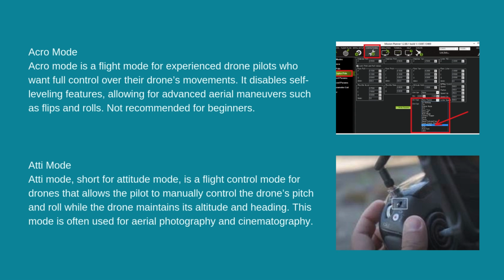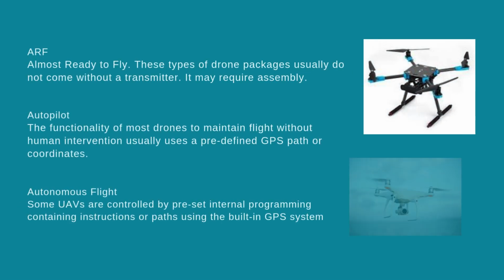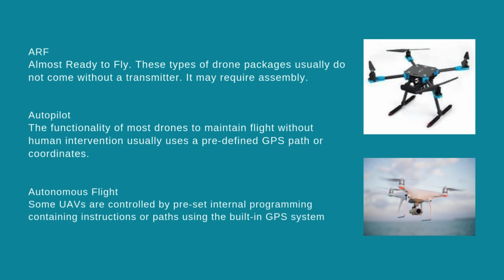Atti mode, short for attitude mode, is a flight control mode for drones that allows the pilot to manually control the drone's pitch and roll while the drone maintains its altitude and heading. ARF, almost ready to fly. Autopilot: the functionality of most drones to maintain flight without human intervention, usually using a predefined GPS path or coordinates. Autonomous flight: some UAVs are controlled by preset internal programming containing instructions or paths using the built-in GPS system.